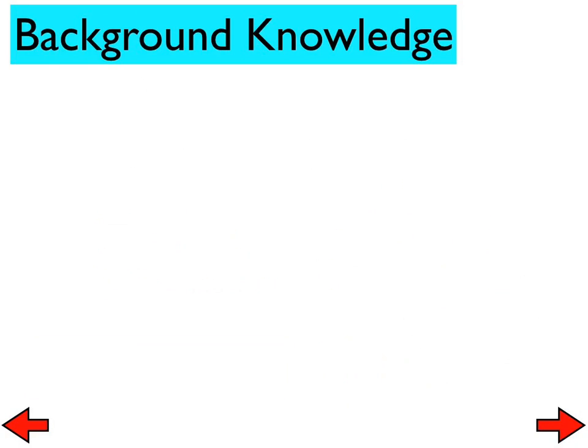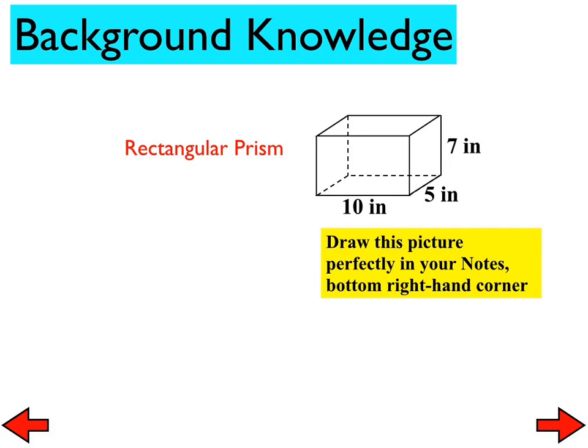And when we did it earlier in the year, we notated it like that. Okay? So what I'm talking about is a shape like this, for example. This would have been the type that you did in the 6th grade. And notice that I have a little note there. Can you please draw that picture perfectly in your notes in the bottom right-hand corner? You've got a big open space there. Use that open space and draw the picture exactly like it is.